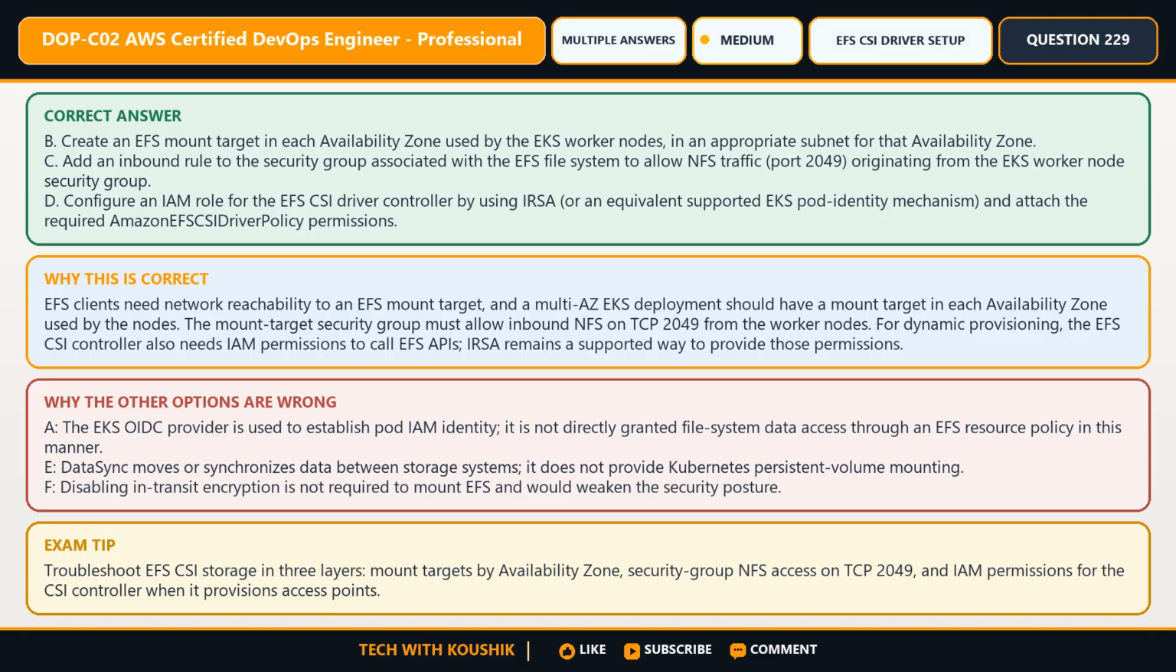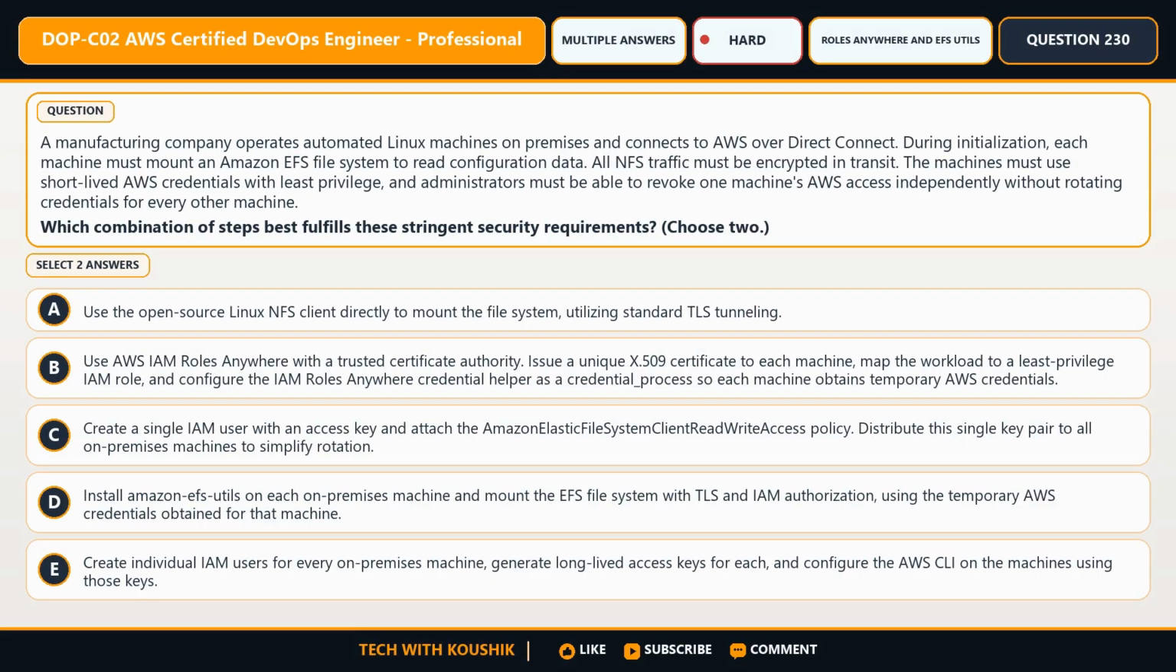The main takeaway is troubleshoot EFS CSI storage in 3 layers. Mount targets by availability zone, security group NFS access on TCP 2049, and IAM permissions for the CSI controller when it provisions access points. Question number 230. The focus now shifts to Roles Anywhere and EFS utils.